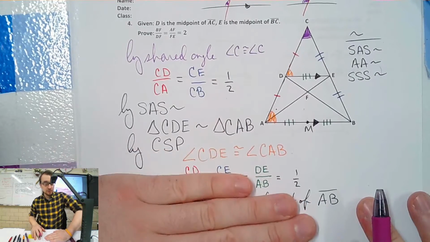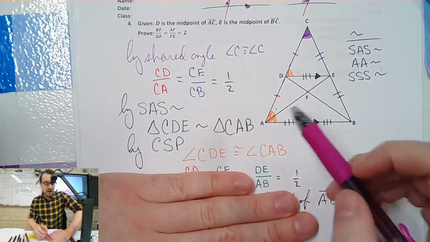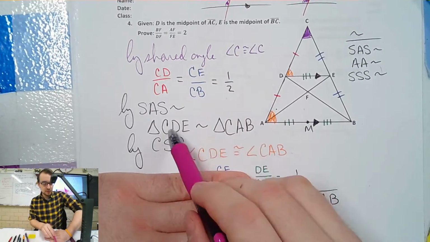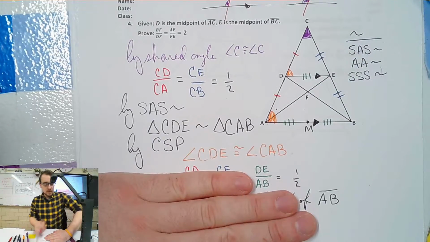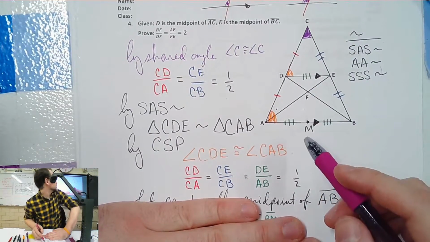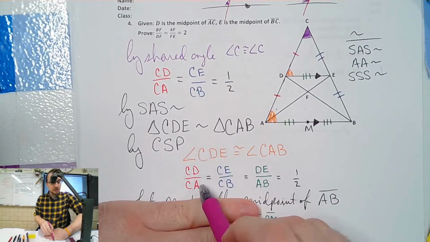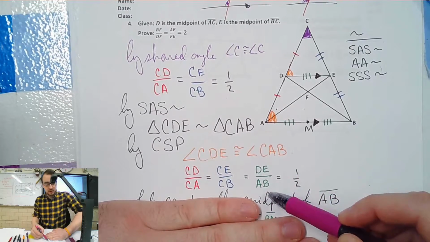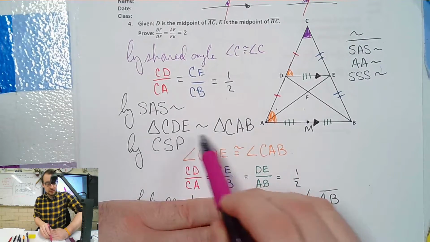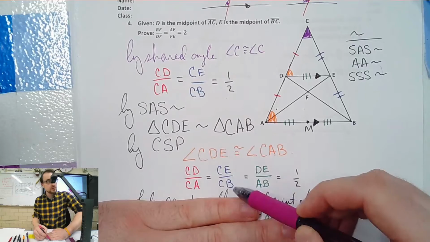If they're similar, I can use CSP to match up their stuff. I matched up CDE with CAB because they're first, second, third, right? So that angle and that angle must be the same. I also know that their sides should be proportional because look, CD and CA are both first and second here and here, right? DE and AB are second and third, and then first and third are CE and CB, so they go together.